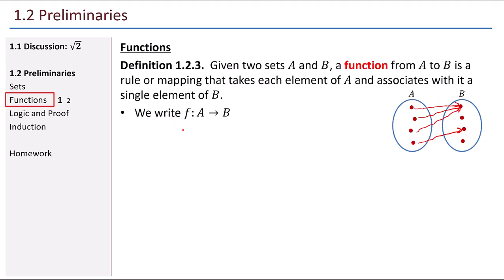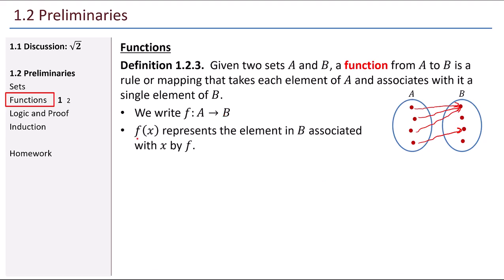Okay? We write f colon A arrow B to mean that f is a function that takes elements of A and maps them onto elements in B. F of x represents the element in B associated with x by the function f. So, for example, if x is that element on the bottom of A, and if f is the function that does the mapping, then this element of B is f of x.